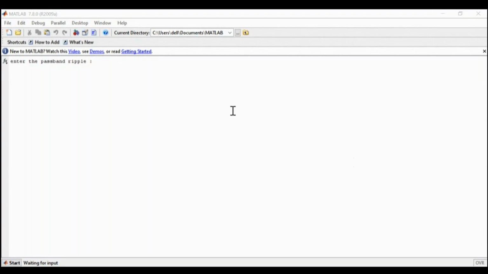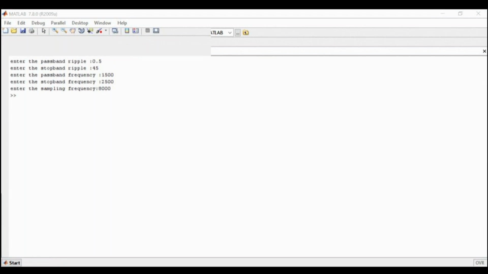First it will ask you to enter the passband ripple. You just enter 0.5, and the next 45, 1500, 2500, and next 9000 or 8000. When you run this, you will get the output in a separate figure window. Now I will share the figure window output for you.